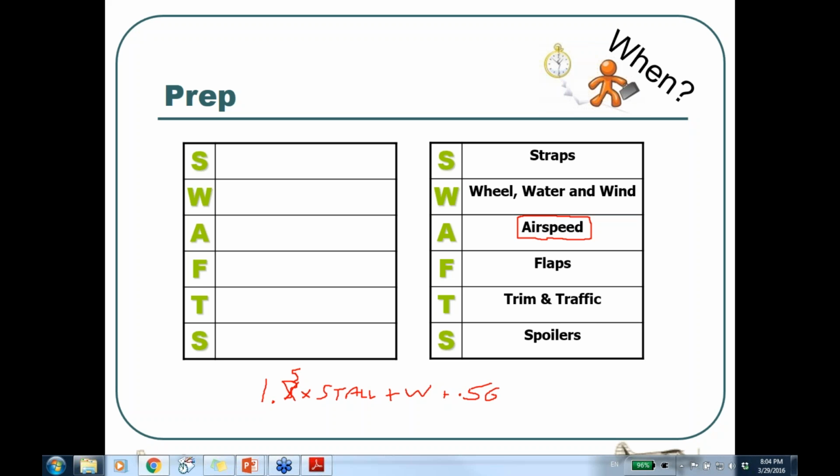Okay. So, David, you're actually calculating this in the air, like you do that? So how do we calculate the stall speed?